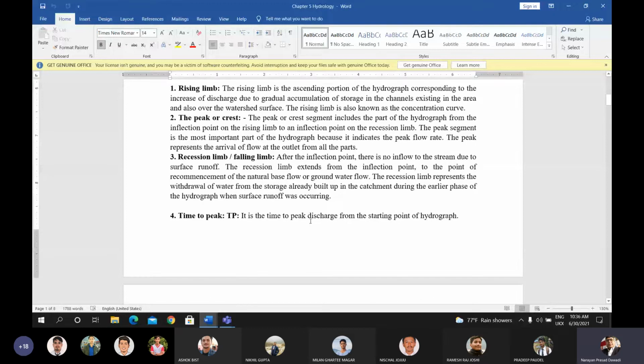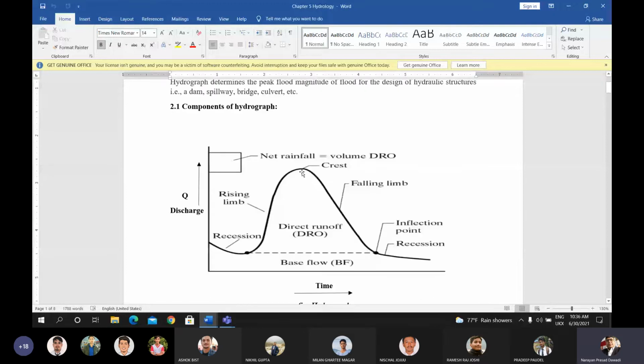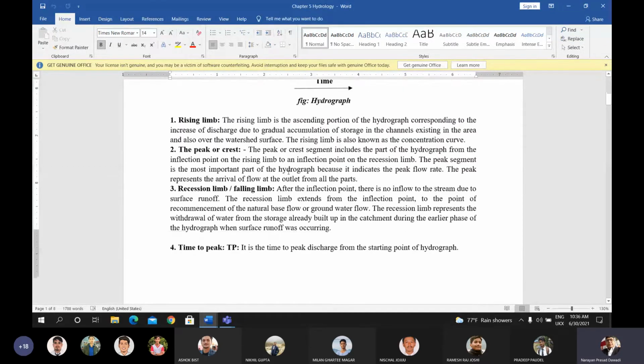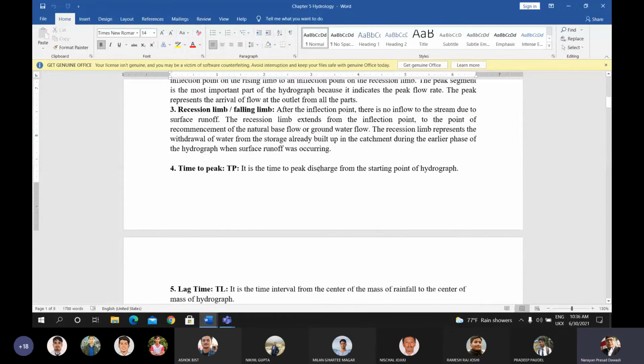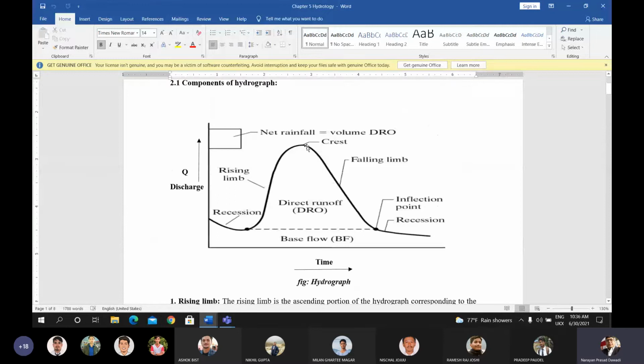Now the time to peak. The peak discharge is here, and the time to peak is the time from the starting of the rising limb to the time of peak. It is the time to peak discharge from the starting point of the hydrograph, the initial point of the rising range of the hydrograph. This time is called the time to peak.